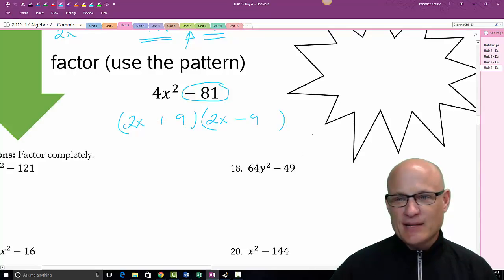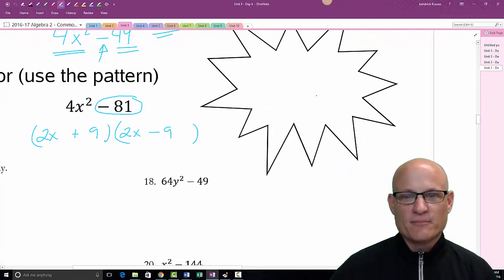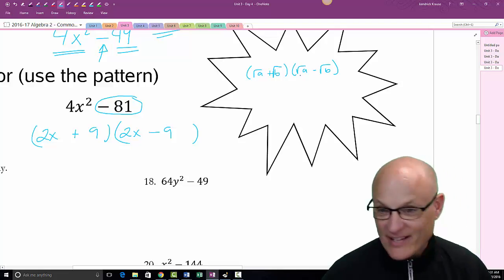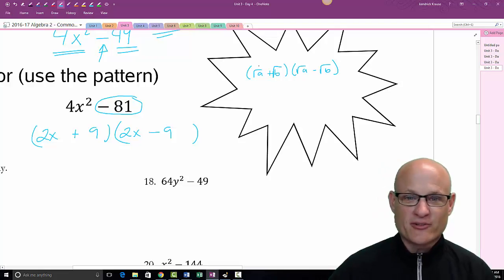All right, and sometimes they give you a complicated one like this: square root of a plus square root of b, square root of a minus the square root of b. And you're looking at it going, what is that? Well, that's the difference of perfect squares too. You know what that turns out to be?